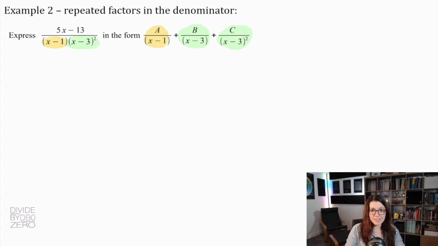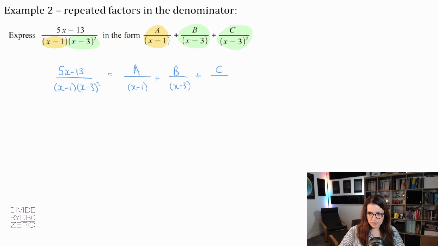Other than that, it's very similar to example 1, and we'll use the substitution method again. So let's start by setting this equal to this. And then if we think about what the numerators would look like, if we were to add all of these fractions together, it would be 5x minus 13 on that side.